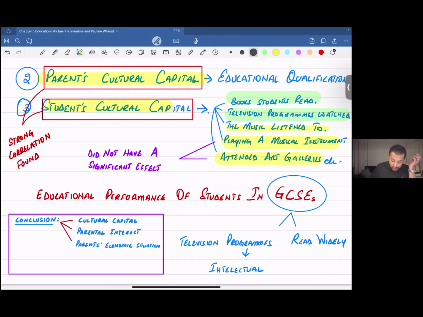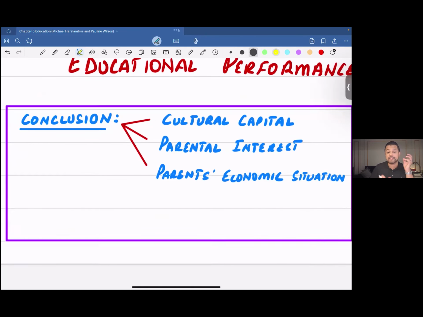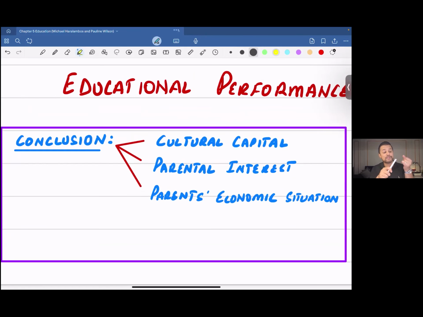Now, if we conclude this study that was conducted by Sullivan, what she concluded was that cultural capital without any doubt played a very important role in terms of the educational attainment of pupils. But at the same time, we need to be cautious, we need to be careful not to believe that it is cultural capital alone that influences a student's educational attainment or education qualification.